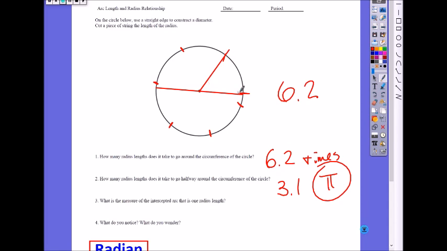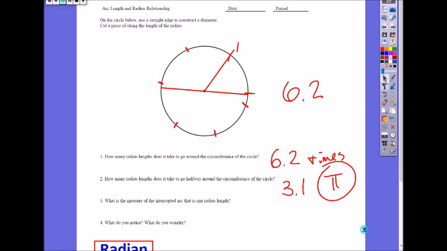Here I have about 50, 56, 57. Guess what the exact number should be? What do we do to find the exact measure? What's the semicircle, guys? What's the degree? How big is a semicircle? 180. And what are we dividing it by? 3.14, pi. So plug it into the calculator.